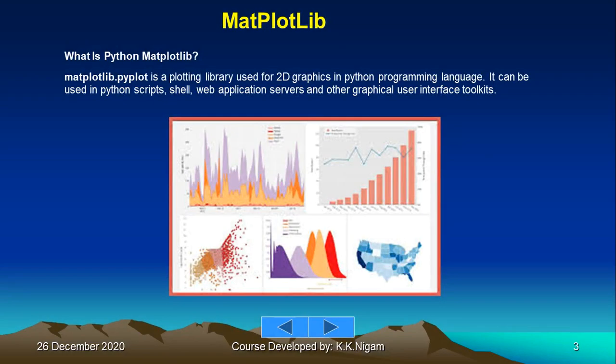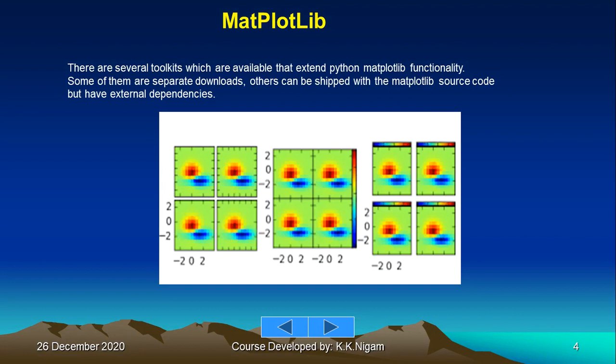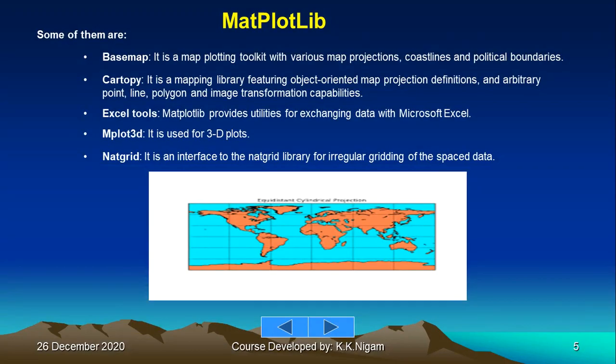Now, what is Python Matplotlib? Matplotlib.pyplot is a plotting library used for 2D graphics in Python programming language. It can be used in Python script shell, web application servers, and other graphical user interface toolkits. There are several toolkits which are available that extend Python Matplotlib functionality. Some of them are separate downloads, others can be shipped with the Matplotlib source code itself, but have external dependencies.